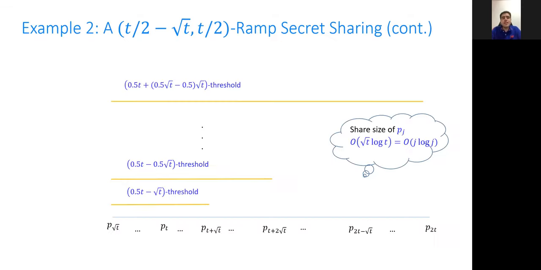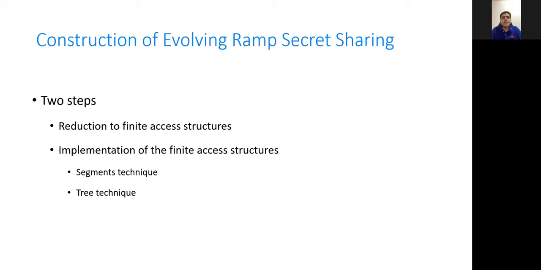So we generalize these ideas to construct a scheme for every gap in two steps. In the first, we reduce the evolving gap problem into the problem of realizing finite access structures. And then we show how to realize these finite access structures by the segments technique and by the tree technique. Due to time restrictions, we don't mention details. They are in the paper.